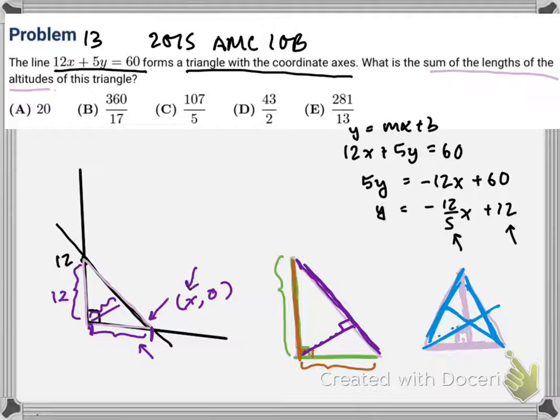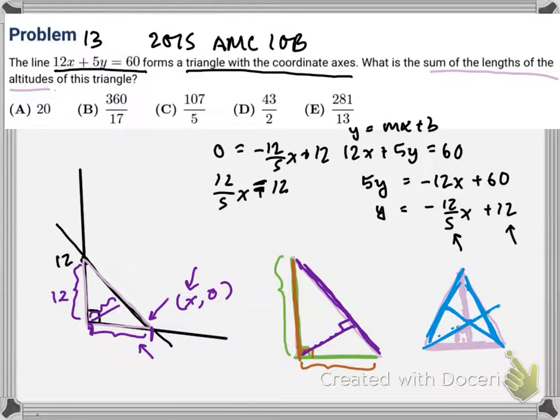And I want to find that x-coordinate right there because I know that minus 0, or just x, is going to be that length. So let's go ahead and find x using our equation. I'm going to set y equal to 0, and I'm going to say negative 12 fifths x plus 12 equals 0. Then I add 12 fifths x to both sides. Oh no, that's equal to that.